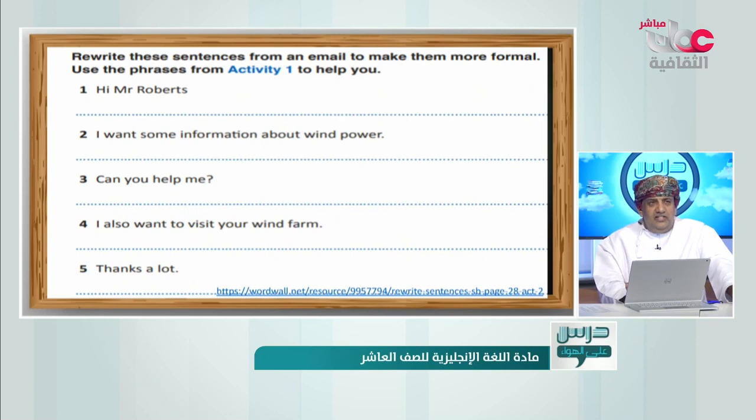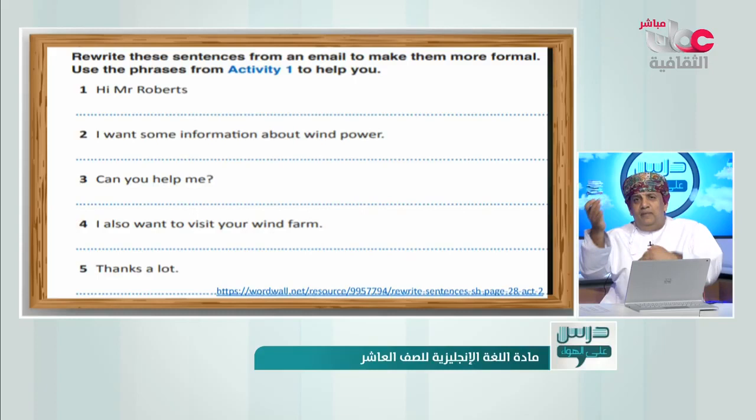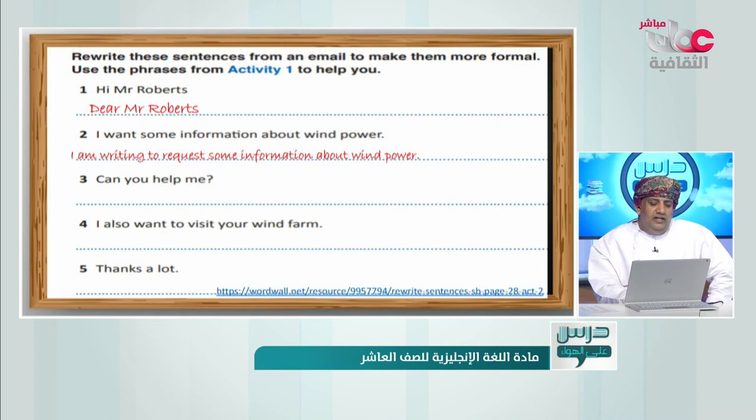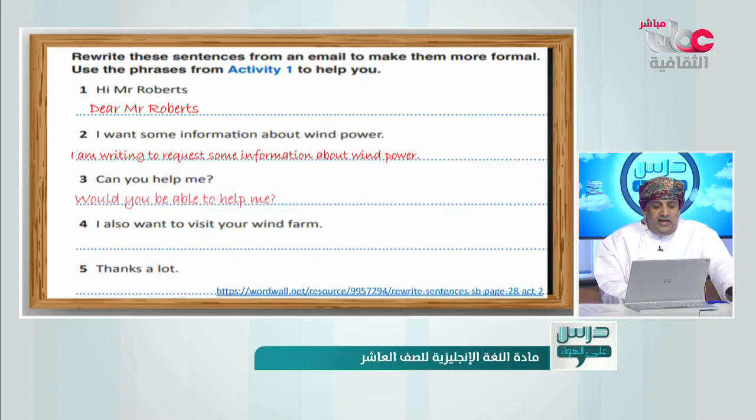Now, let's read this information. Here we are going to change it from informal to formal. Hi, Mr. Report. No, we said dear Mr. Report for the formal. Because you're in an exam, you are going to write formal. I want some information about wind power. No, I am writing to request some information about wind power. Can you help me? No. We said, would you be able to help me? I also want to visit your wind farm.